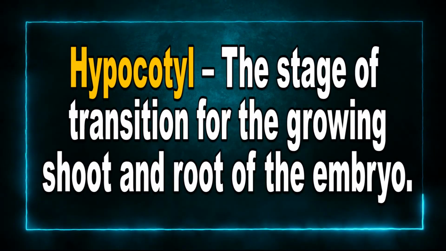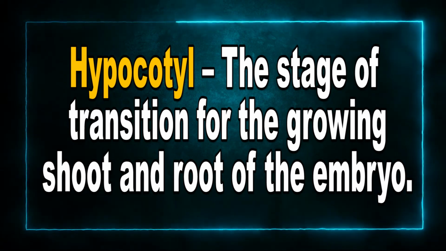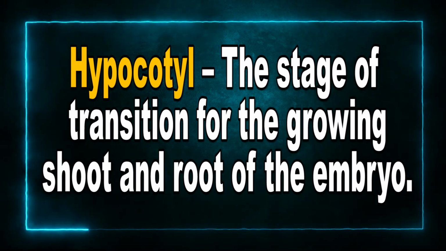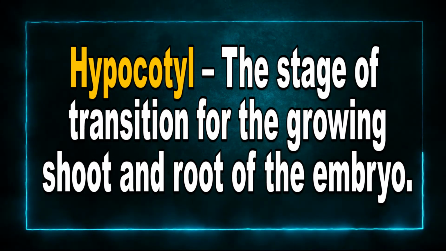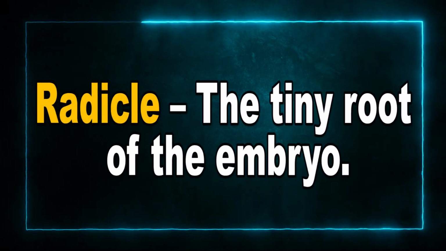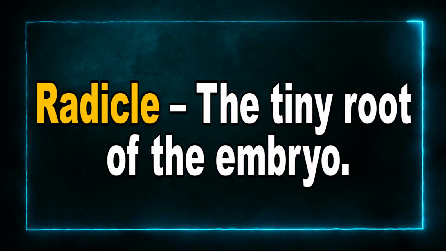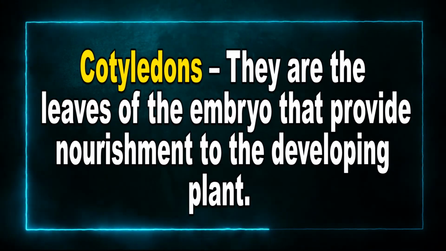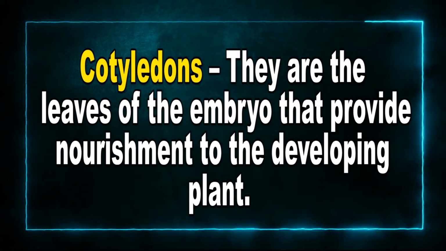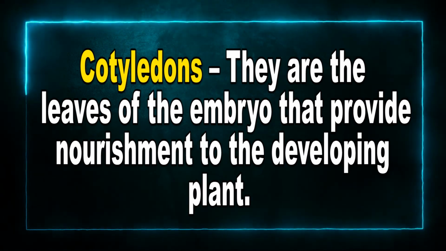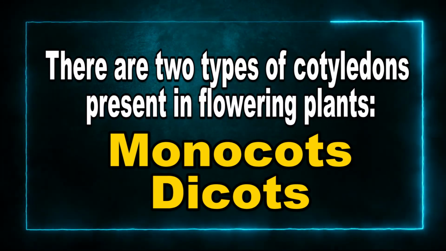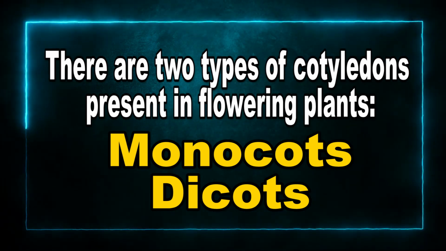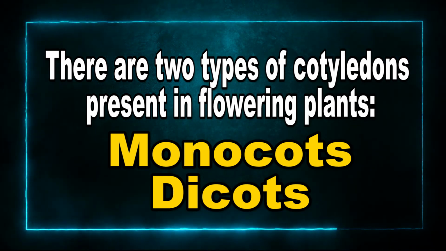Another part of the embryo is the hypocotyl. This is the stage of transition from the growing shoot and root of the embryo. You would also find a radicle, which is the tiny root of the embryo. You can also find the cotyledons. They are the leaves of the embryo that provide nourishment for the developing plant. There are 2 types of cotyledons present in flowering plants, monocots and dicots.